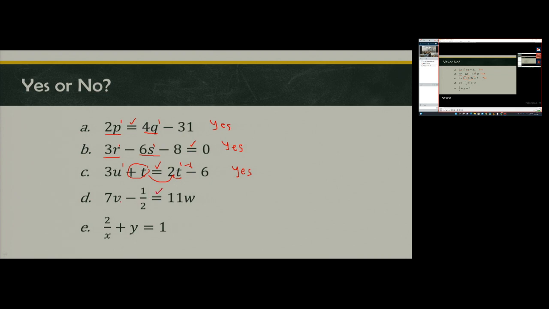How about letter D? Have equal sign. We have 2 variables, letter V and letter W. The power of the variable is power 1. The answer is yes.